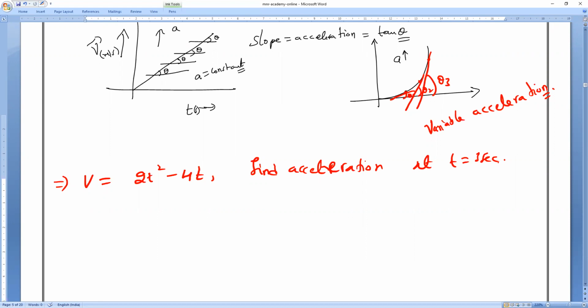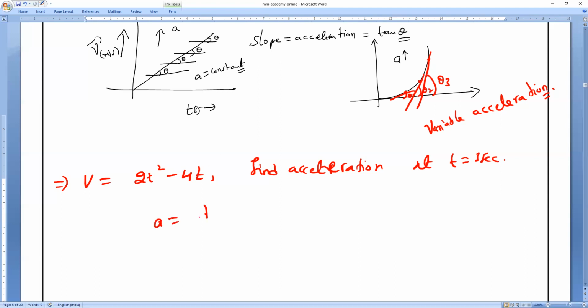First find dv by dt, the acceleration. What is the equation? What is dv by dt? It is 4t minus 4. At t equal to 3, is it 9 or 8? 12 minus 4, how much?